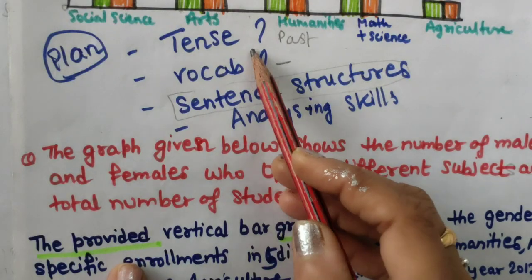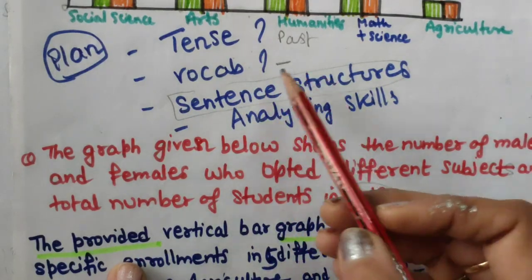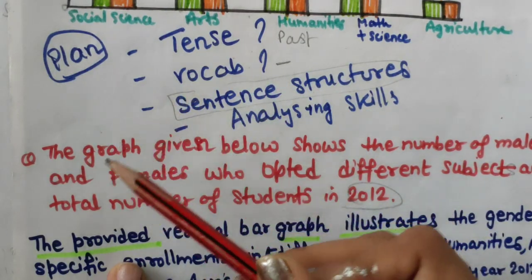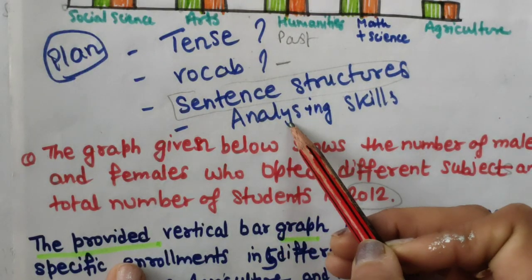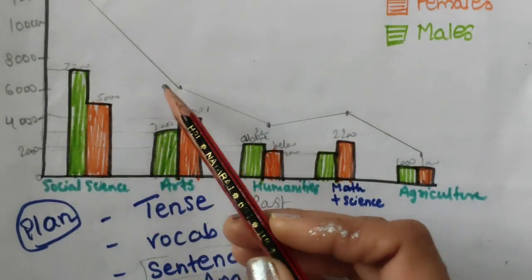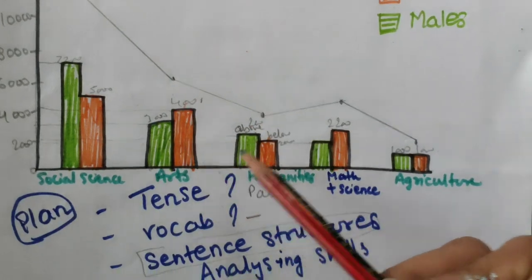Now we have discussed tense also, vocabulary also. Vocabulary you can watch in previous videos. Sentence structures also I have told you. Analyzing skills, we have done the analysis of this bar graph.